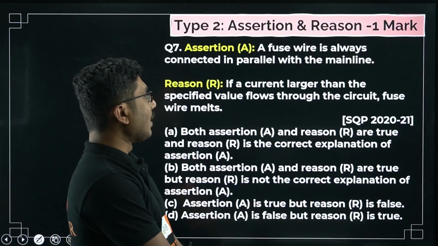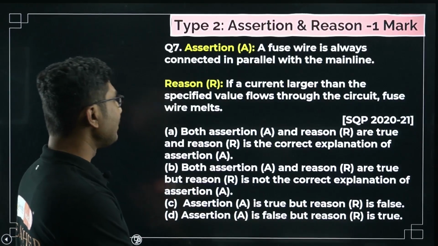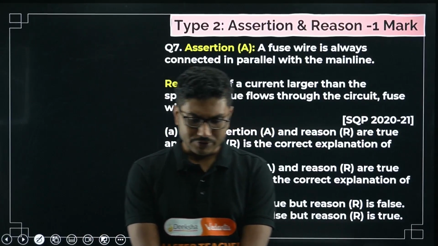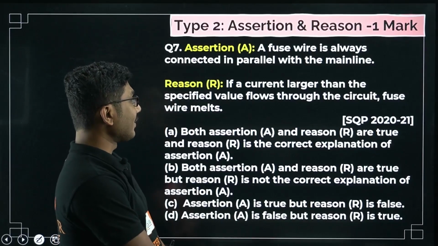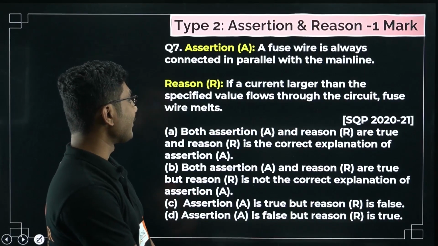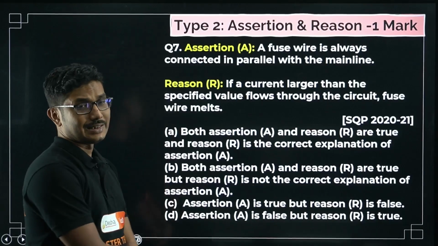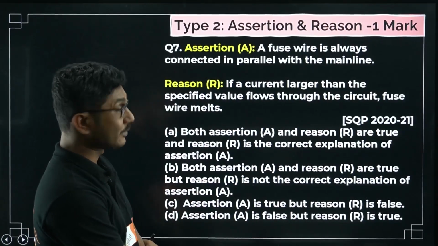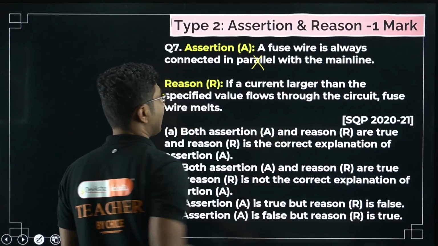A fuse wire is always connected in parallel with the main line. Fuse is a device which generally disconnects when there is a fluctuation of power in the circuit. If a current larger than the specified value flows in the circuit, the fuse wire melts. Yes, so that is the assertion, that the fuse wire is always connected in parallel. Actually no, my mistake, fuse wire is not connected in parallel.